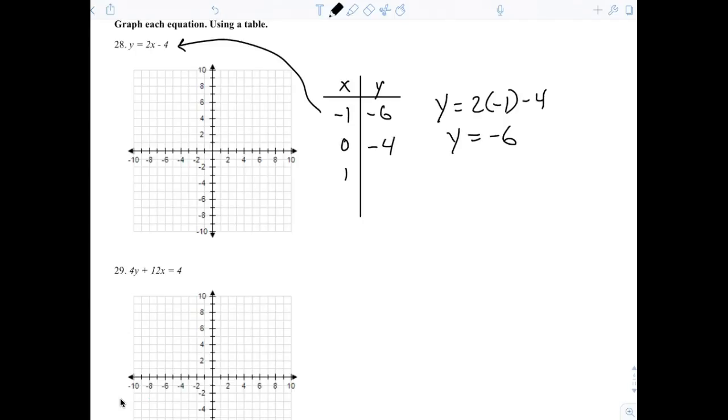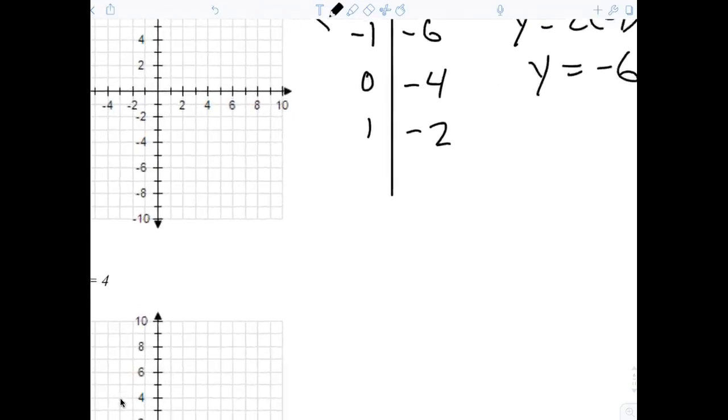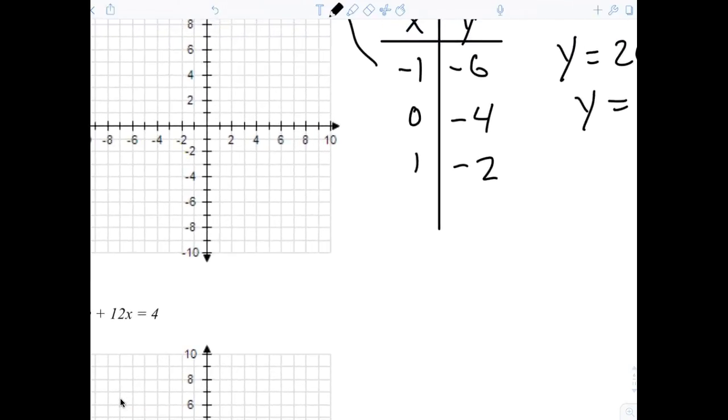Now usually there are patterns on these if they're lines. So what am I doing each time? I'm increasing by 2. So what's the answer to the next one? Negative 2. Now how did I know I'm increasing by 2? Because that is the slope. There are lots of connections you're going to have to make. Now let's graph those points. Negative 1, negative 6. 0, negative 4. And 1, negative 2. Beautiful work. Anybody have any questions?